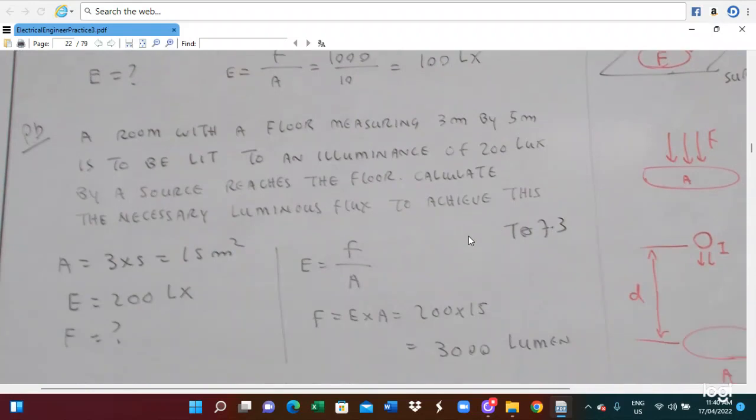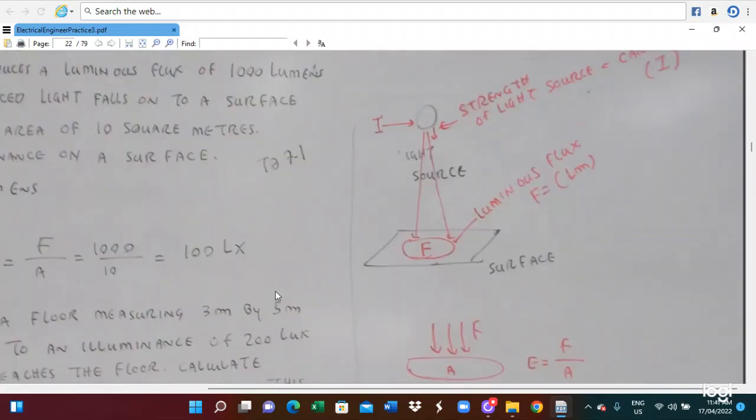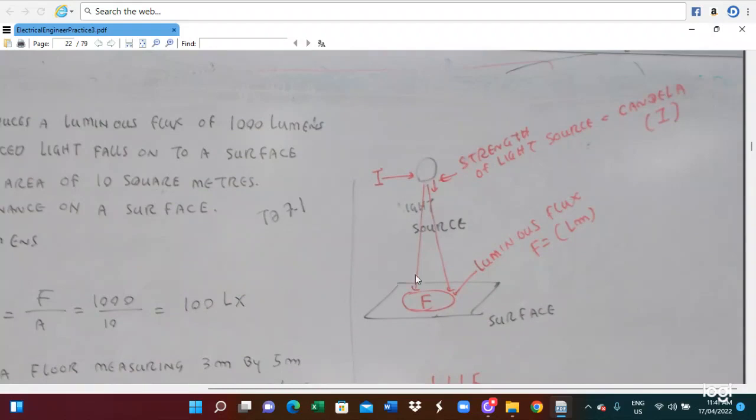A room with a floor measuring 3 meter by 5 meter is to be lit with an illuminance of 200 lux across the floor. We need to calculate the necessary luminous flux to achieve this. In this case, the floor area is 3 into 5, which is 15 meter square, and the illuminance is 200 lux. So E equals F by A, so F equals E multiplied by A. Here E is 200 and A is 15, so you get 3000 lumen. Here we can calculate the luminous flux. Then we can calculate the candela.